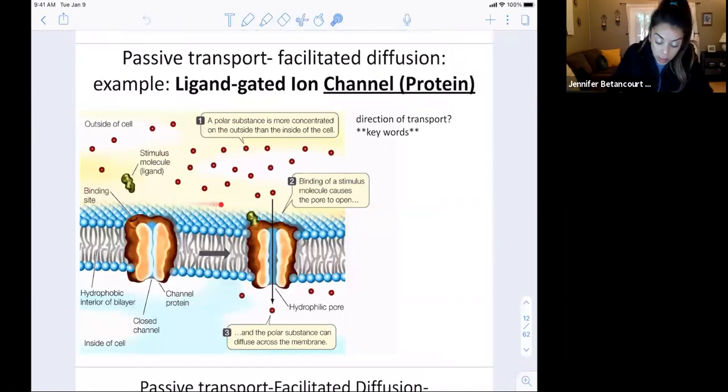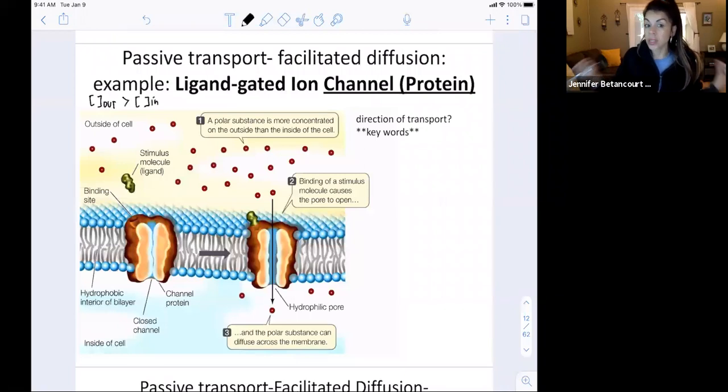Okay, so here's the outside of the cell. And these are the little ions or small polar molecules that the cell hopes to internalize. Here is your closed ligand-gated ion channel protein. You can see it's closed. The elevator doors have closed. And so what ends up happening, the cell senses that the molecules on the outside are much more concentrated than the inside. So there is a really severe concentration gradient such that the concentration outside is much greater than the concentration of this particular solute inside.